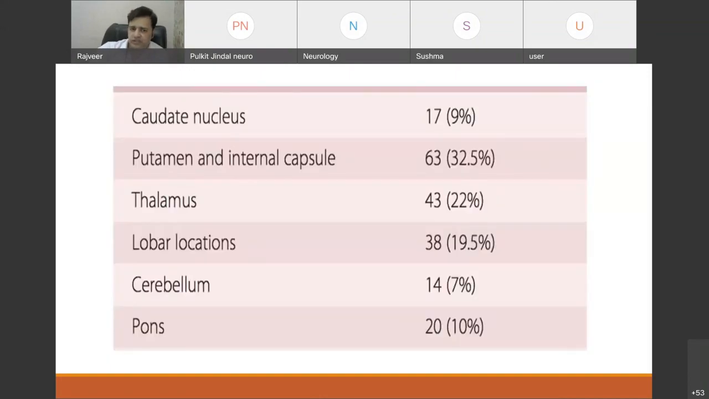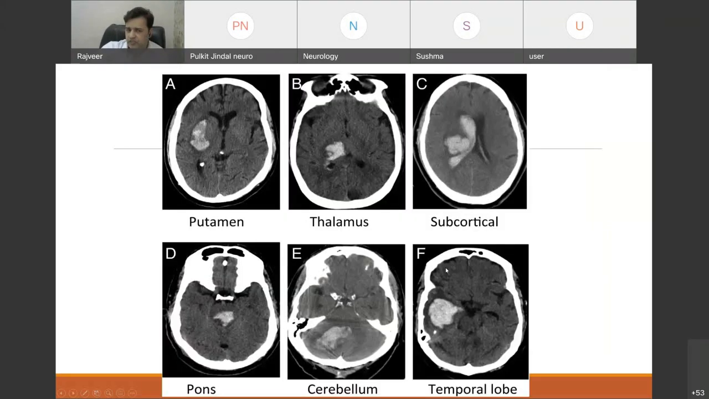So this is a slide again showing the common sites of hypertensive ICH. The most common sites, as I told you, are the putamen and internal capsule. Then there is the thalamus, lobar, cerebellum, or pons. So this is a CT scan showing the various sites of hypertensive ICH.